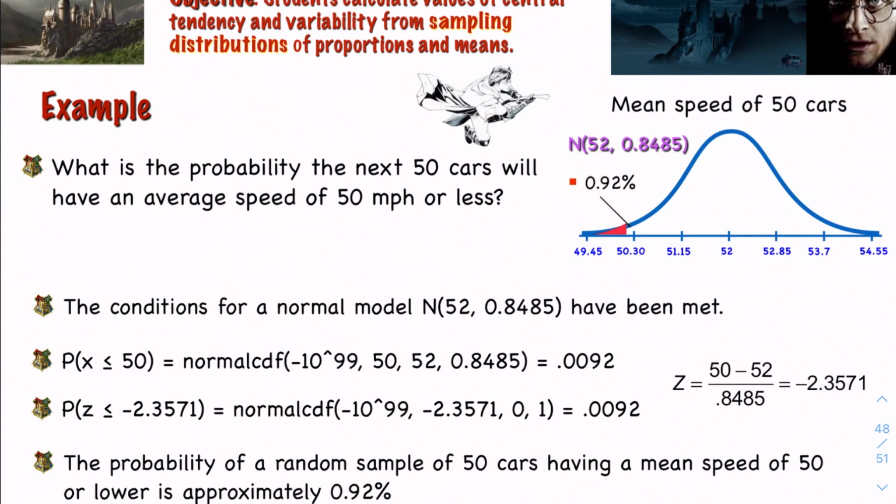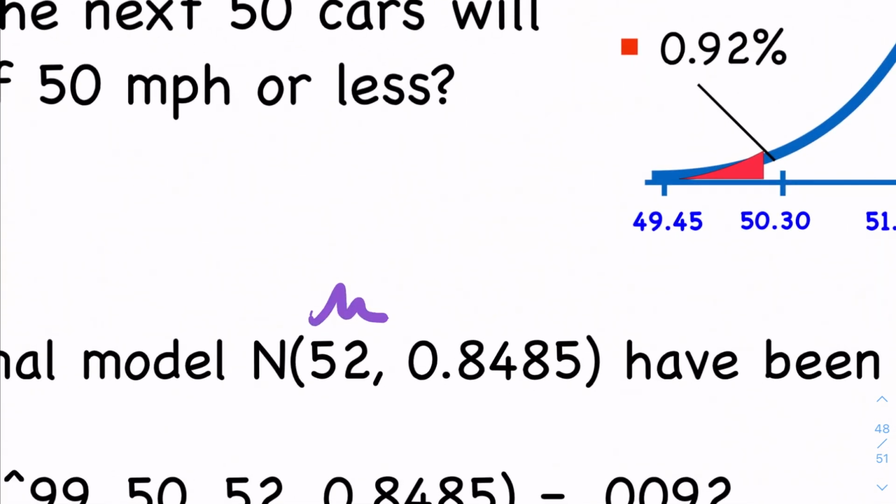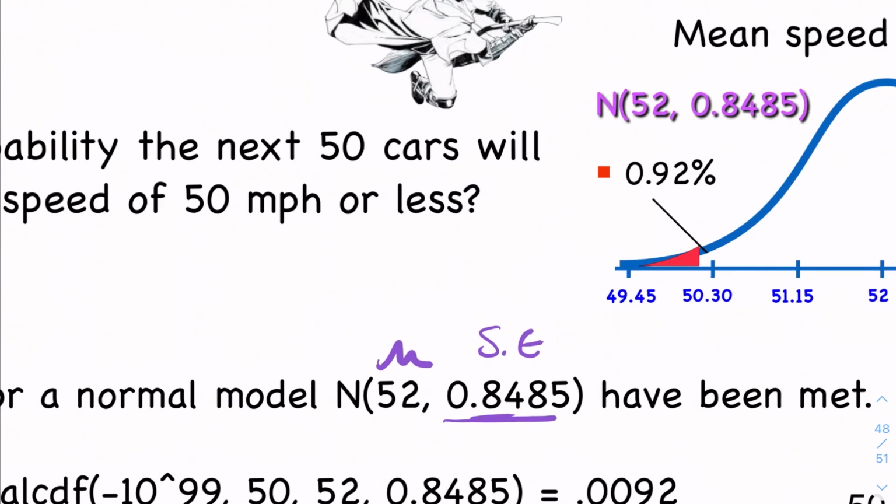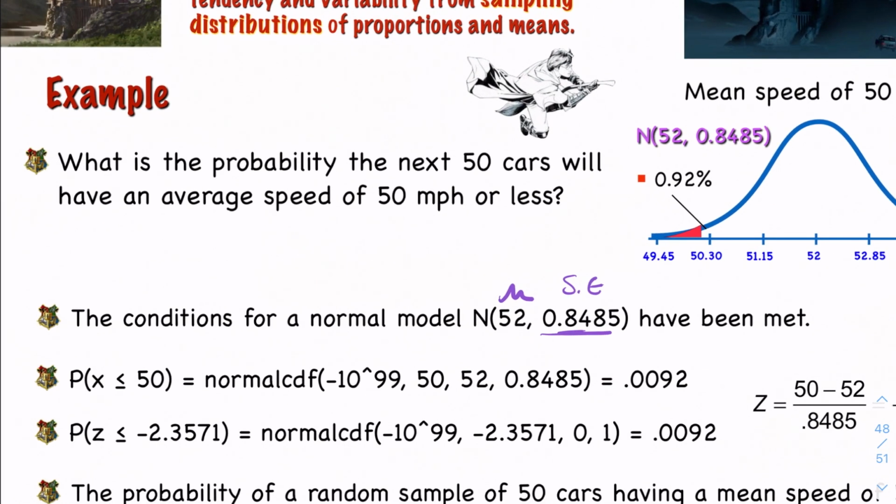So the question is, what is the probability the next 50 cars will have an average speed of 50 miles per hour or lower? We have our normal model. Our conditions are met. We have our normal model with our mean, 52, and our standard error of 0.8485. We go normal CDF. Our lower bound is negative infinity. Our upper bound is 50 with a mean and our standard deviation of our sampling distribution. And we get 0.0092. Again, the other option is to find a z-score.